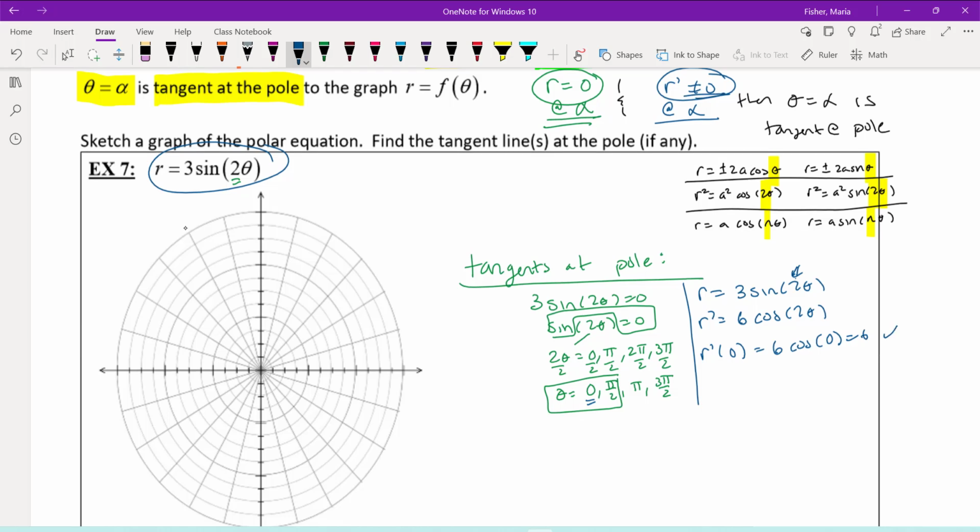6 is not 0. What about r prime of pi over 2? Well, that's going to be 6 times the cosine of 2 times pi over 2, which is pi, and that's negative 6, which is perfect because I just needed it to not be equal to 0, and that was not equal to 0. Therefore, I know that the tangents at the pole here happen at theta equals 0 and at theta equals pi over 2.